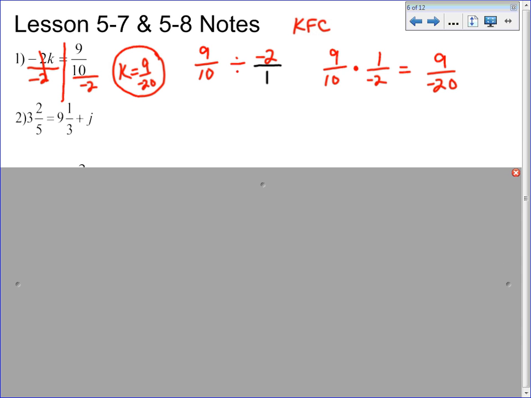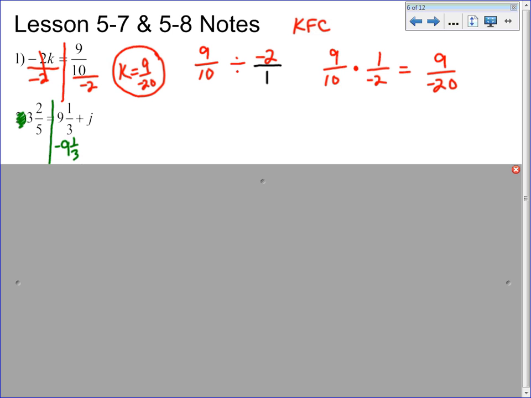Okay, moving on. We have 3 and 2/5 equals 9 and 1/3 plus j. So we're going to split this. We need to get rid of this 9 and 1/3. It's being added onto j, so the opposite of that is going to be subtracting. So now we're going to go over here and show our work. We'll have 3 and 2/5 minus 9 and 1/3.